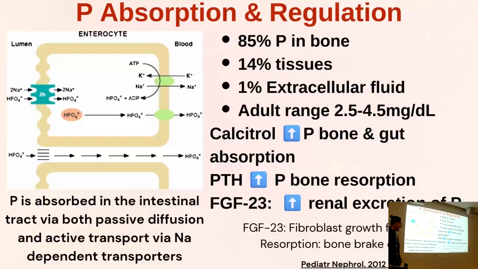Calcitriol enhances phosphate bone and gut absorption at the same time, whereas parathyroid hormone increases bone breakdown and the release of phosphates. There's a hormone produced by bones called FGF23, that's fibroblast growth factor 23. That increases our excretion of phosphate as well.